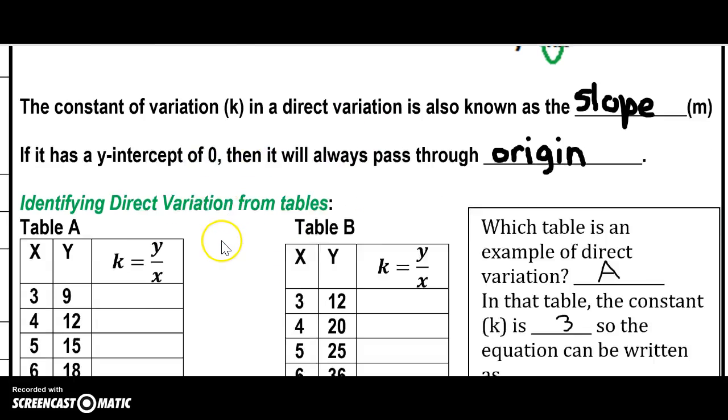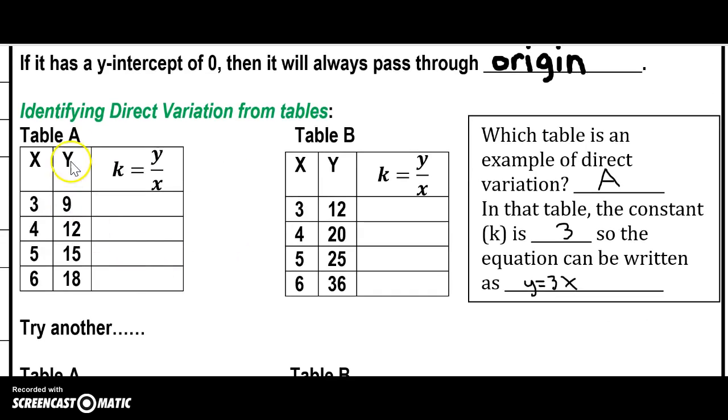All right, let's do the first one. It is identifying direct variation from tables. We're going to do this one way, and then I'm going to show you another way. You pick and choose which way you want to do it.